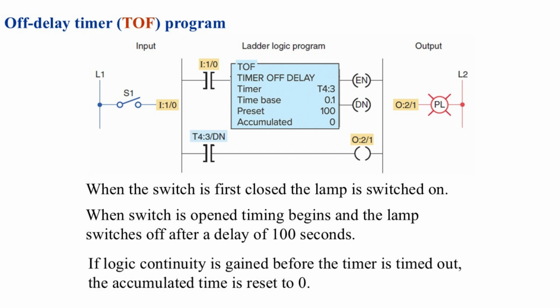Now let's look at how it works. When the switch is first closed, the timer's done bit, labeled T4:3/DN, immediately turns true. This energizes the pilot light on the right, labeled PL, meaning the lamp turns on right away. When the switch is opened, the timer begins counting. The pilot light stays on during this timing period. Once the accumulated value reaches the preset time, the done bit turns off, and the lamp turns off as well.